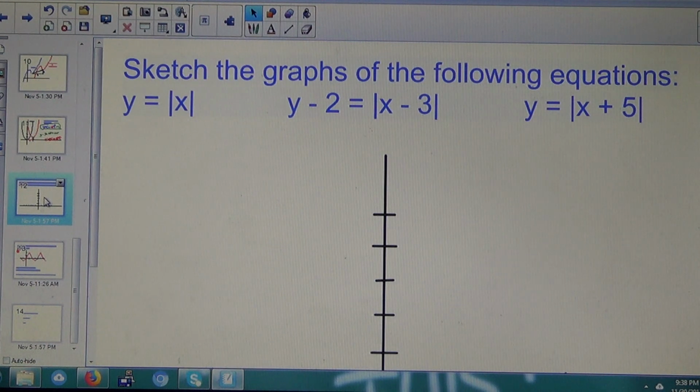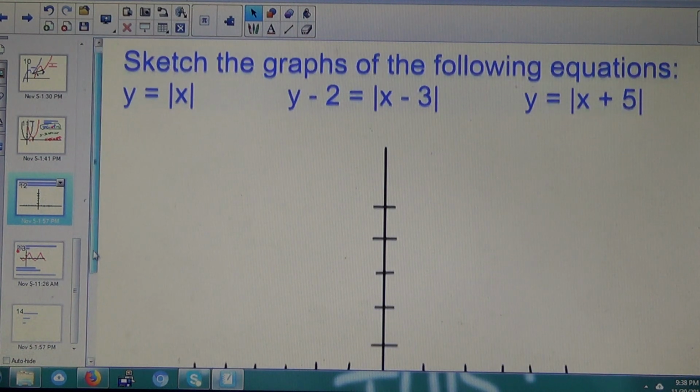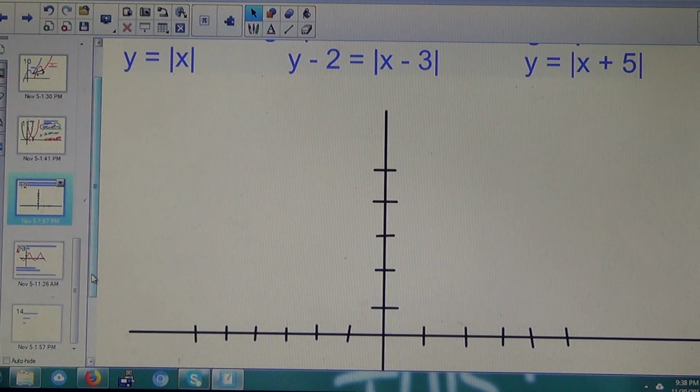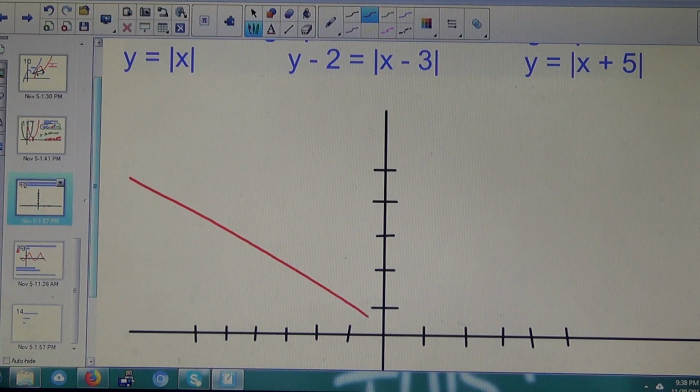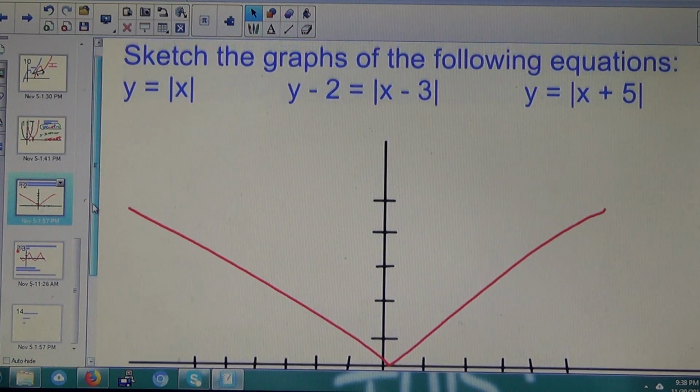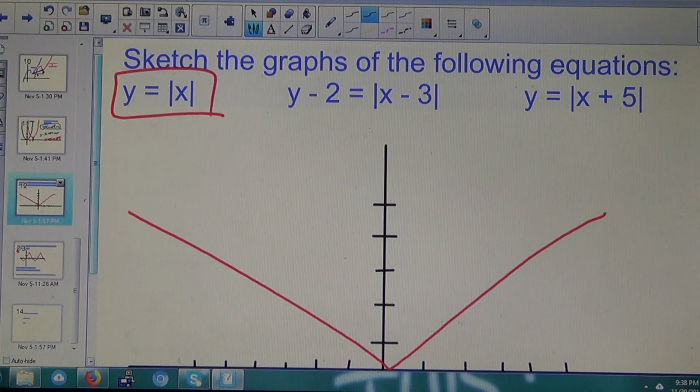Next one, sketch the graph of the following equations. What is the absolute value function going to look like? What letter? A V, correct. So, remember the V is the same up 1 over 1 slope. Okay, so there's my V, that's my original. Alright. Let's use the same rules on the outside and the inside and shift this thing. So you can just tell me where it's going to move to.